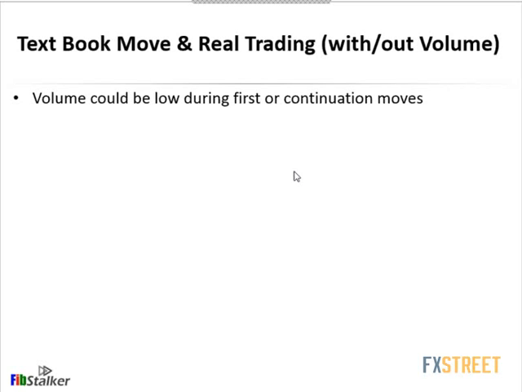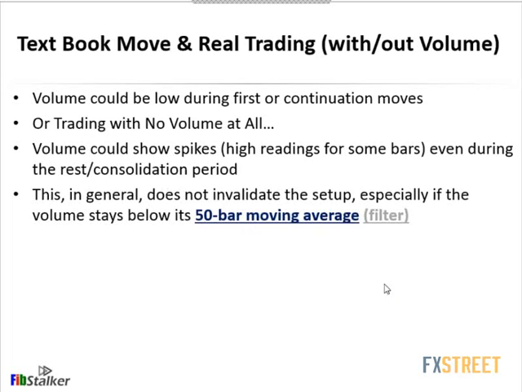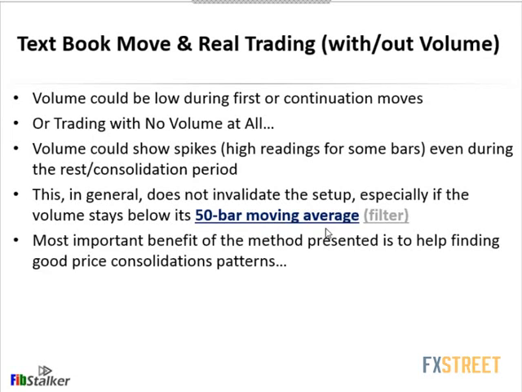Real trading is with or without volume, because volume might be low during the first or the continuation move, or volume might not be there at all if you trade Forex, and volume could also show spikes, as I showed you before in the futures on Forex, high readings on some bars, even during the rest consolidation period. In general, if the volume has spikes, it generally does not invalidate the setups if the volume stays generally below the 50 bar volume average. And this is a filter you can use on volume as well.